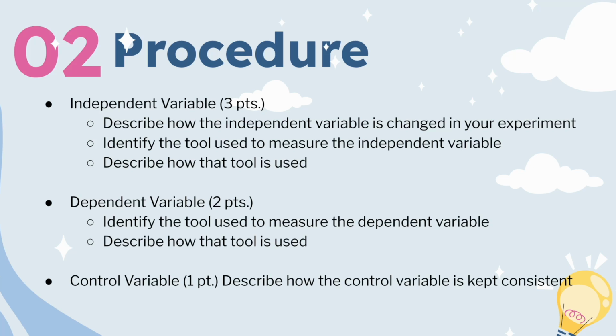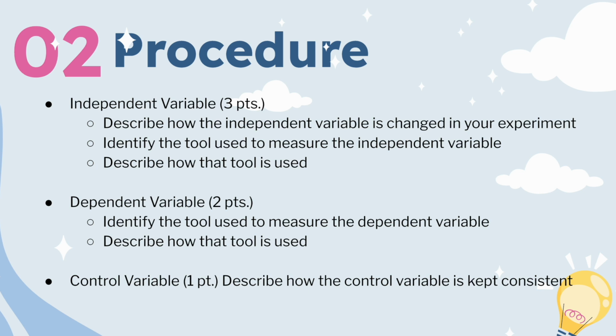Hi everyone, Mrs. Basega here, and today we're learning about how to write a scientific procedure. When I'm looking for a procedure, I want an explanation of all the things you did in your lab to keep your independent variable changing, affecting the dependent variable, and then your control variable is kept consistent throughout.